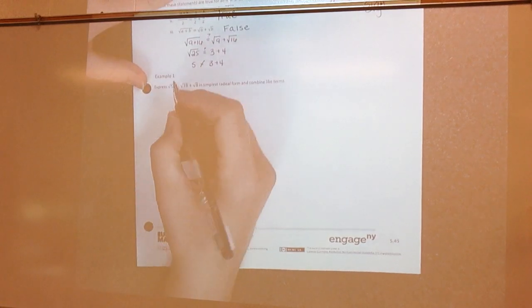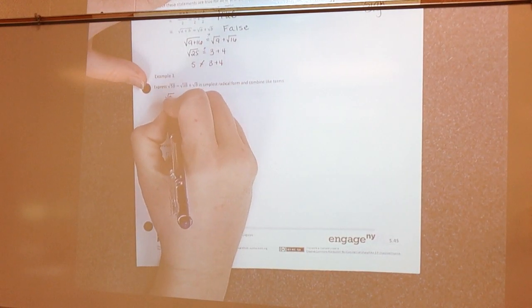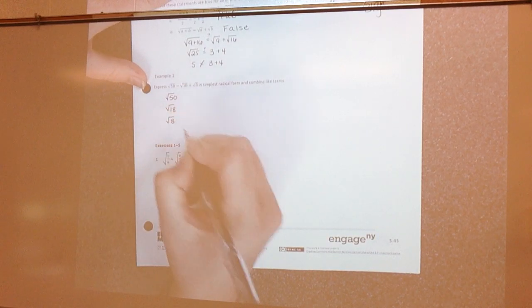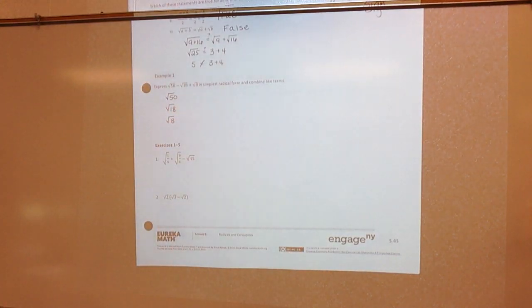So I'm going to look at the square root of 50, the square root of 18, and the square root of 8. Now guys, remember when we do square root, we're looking for something times itself that will give us a perfect square. 50 is not a perfect square, 18 is not a perfect square, and 8 is not a perfect square. But, let's look at this.